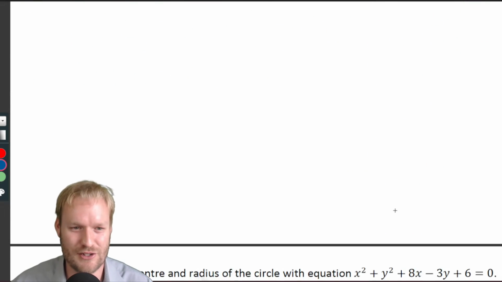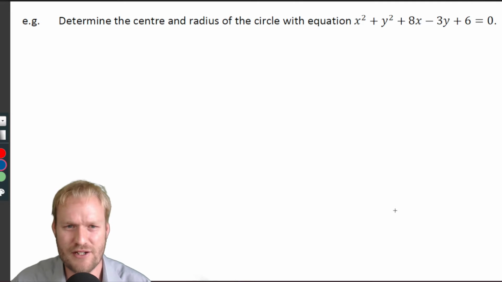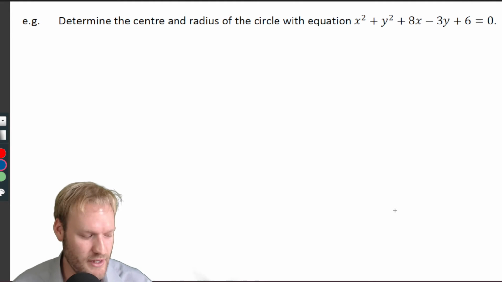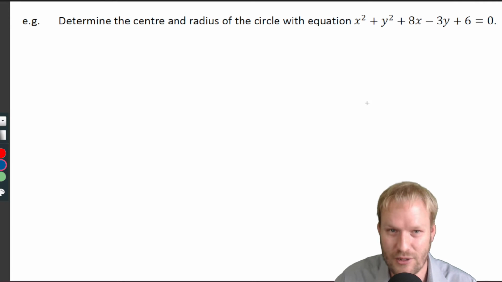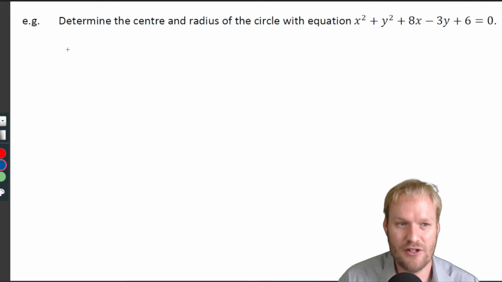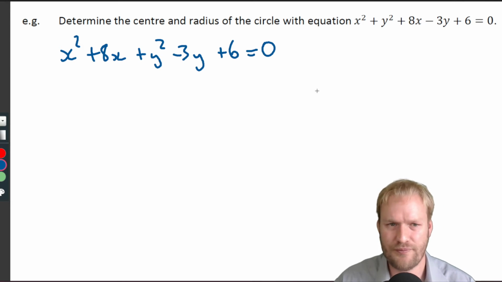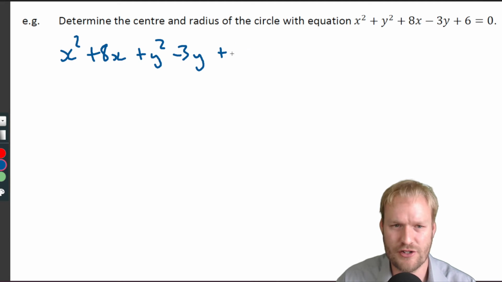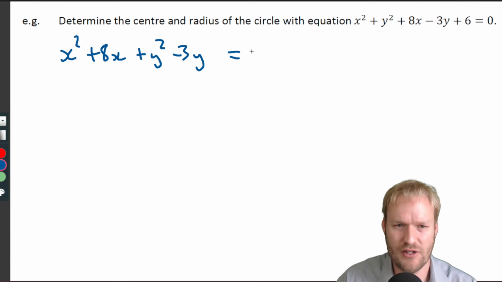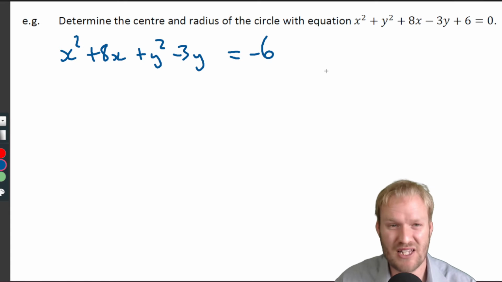Okay, next example. Determine the center and radius of the circle with the equation that. In other words, complete the square so that we can work out what the center and radius are. So it might be easier if we write it in this order: x squared plus 8x plus y squared minus 3y plus 6 equals 0. Or you might have wanted to say, no, all the other ones had something like that. Doesn't really matter.